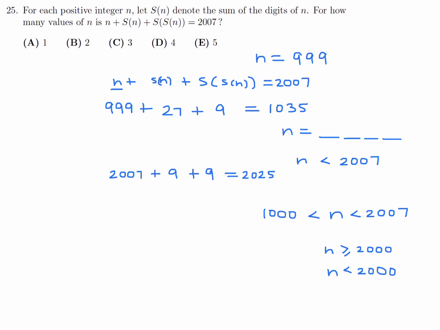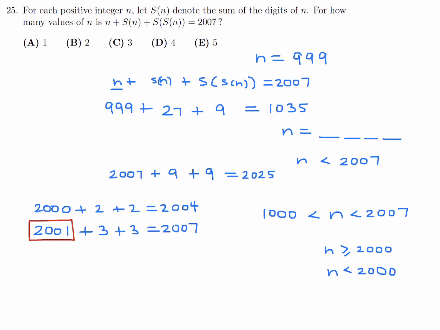If it's 2,000, and we can do this pretty quickly, 2,000 using this formula right here. Sum of the digits of 2,000 is 2, and sum of the digits again of that is 2, and that gives me 2004. Okay, not 2007, but it's pretty close. How about if I chose 2001? Sum of the digits of that is 3, sum of the digits of 3 is just 3, and there you go, that is 2007. So I just got one value that works. So it's got to be at least 1, so we got 1.